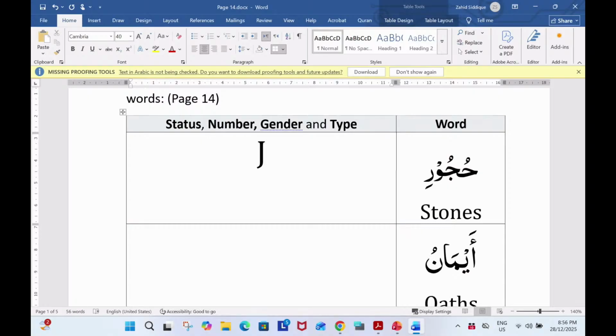Because of the ending sound. Anybody else? Yes, Samir? Because it's a broken plural, so it's 1F. So this is the broken plural of the non-intellectual being. That's why the answer would be 1F. Is that clear?